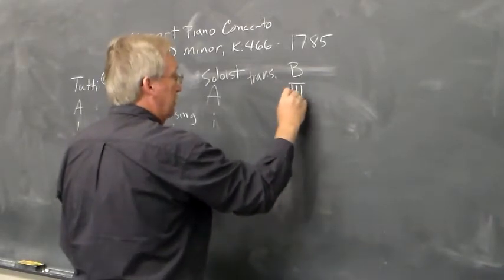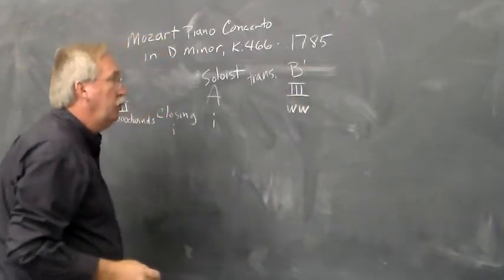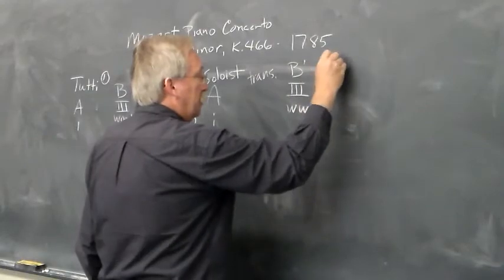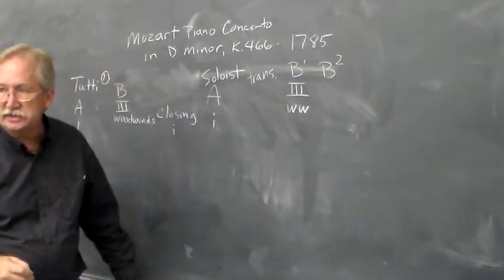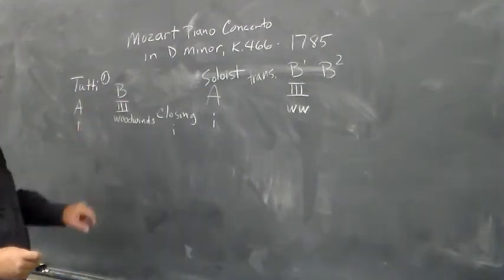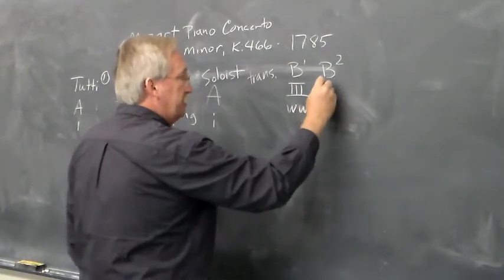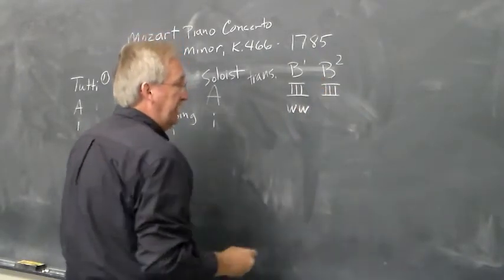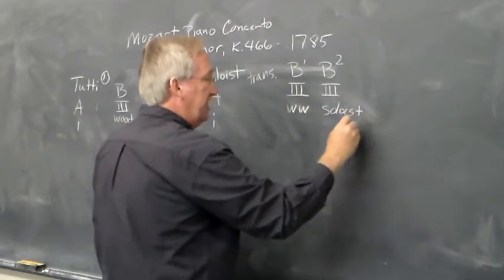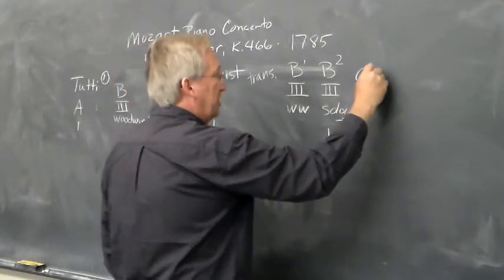So, we're going to call this woodwind theme a B1 theme. And then we're going to write a B2 theme, which is the theme that's new that you didn't hear back in the exposition for the orchestra, which also is in this same contrasting key. And this is presented by the soloist. It's then restated by the woodwinds. And then it leads to closing material.